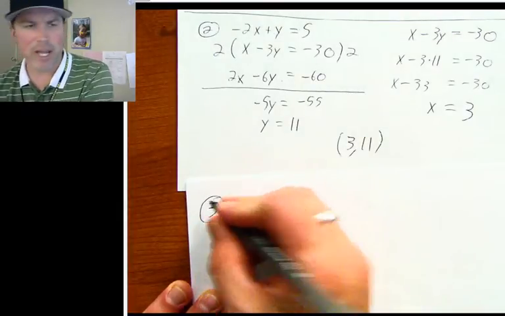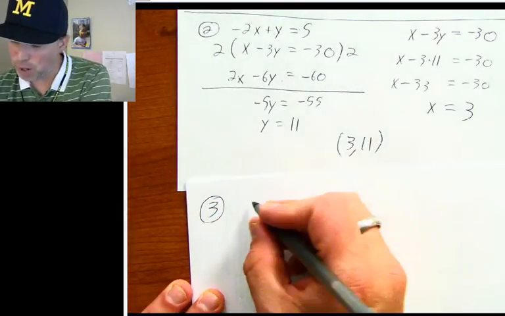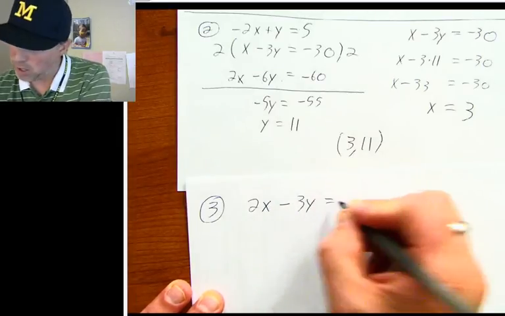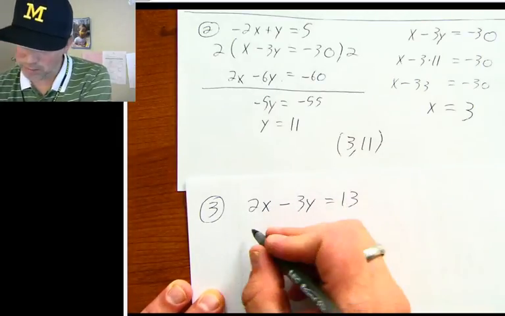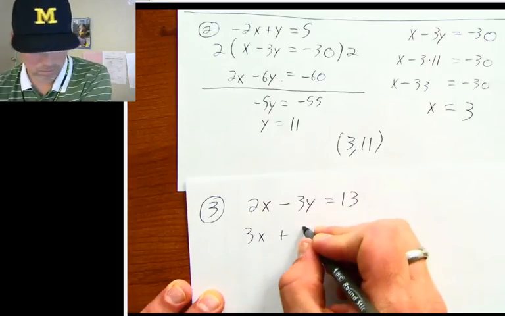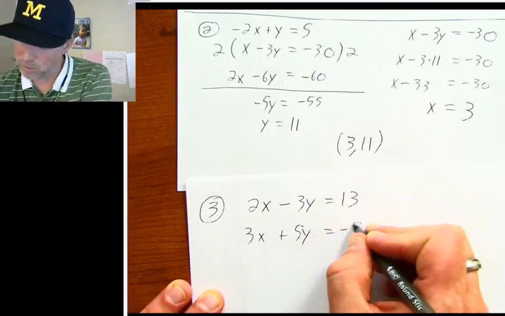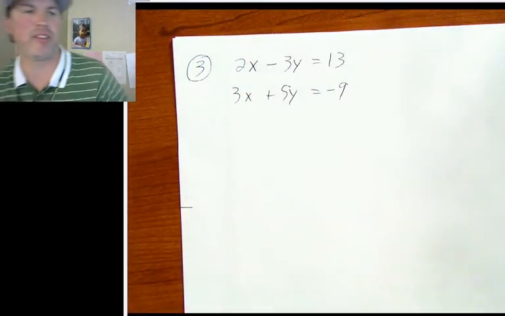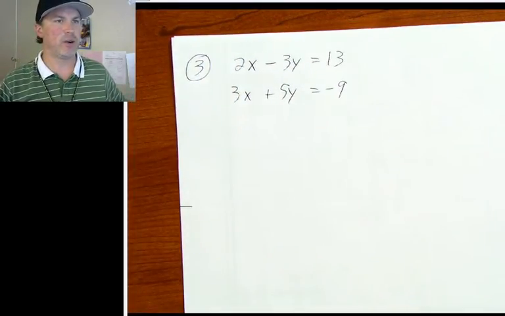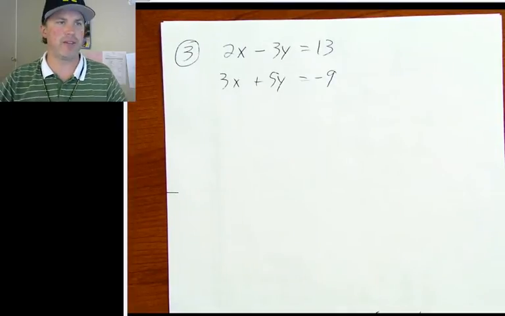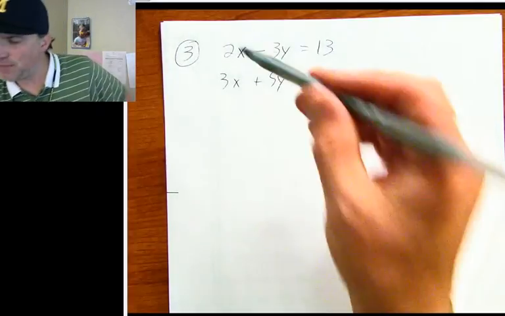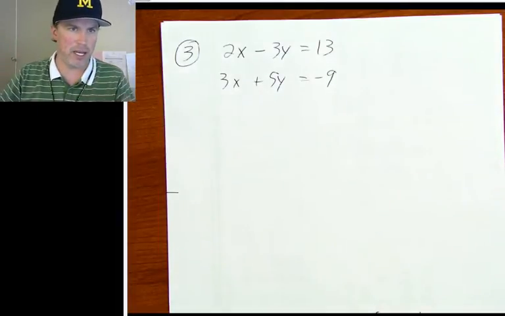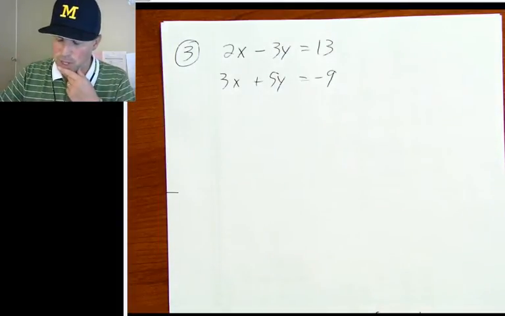Final example for the day, number 3. This is what you hope will not happen with these problems, but it will. And in this one, let's take a look. I have 2x minus 3y equals 13, 3x plus 5y equals negative 9. I don't have the same number in front of these, so I can't add the two equations yet and get any variables to cancel out.